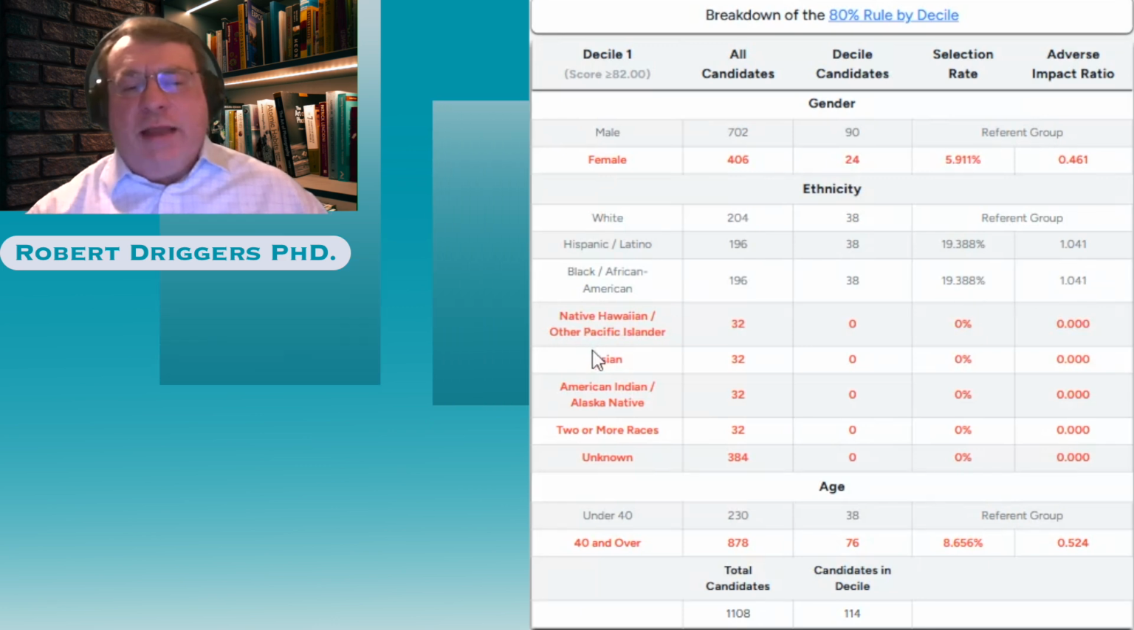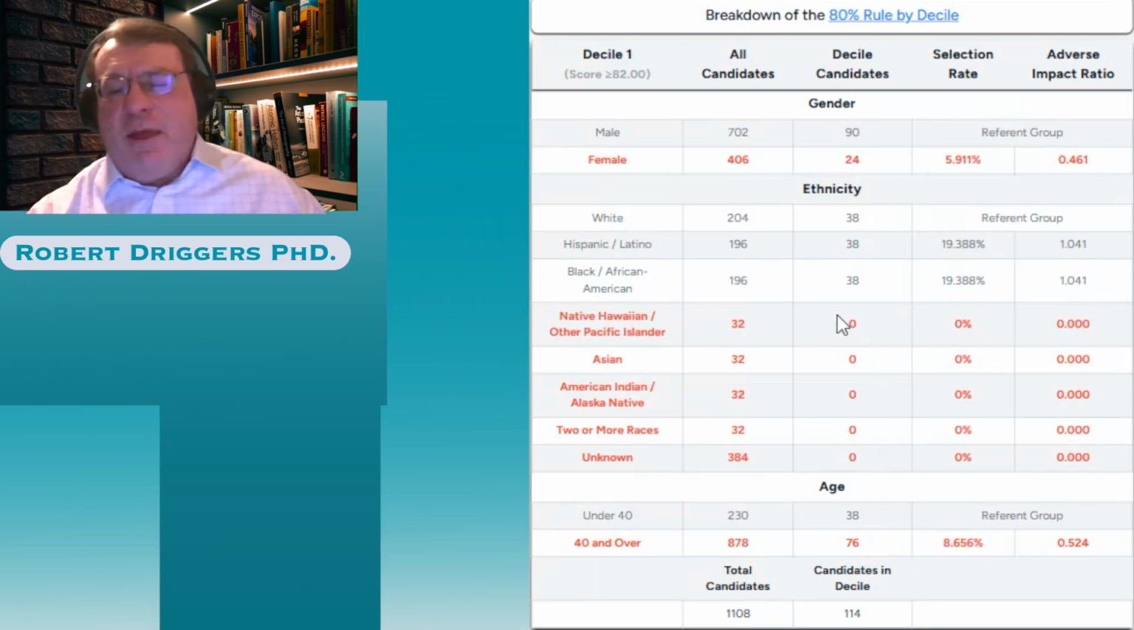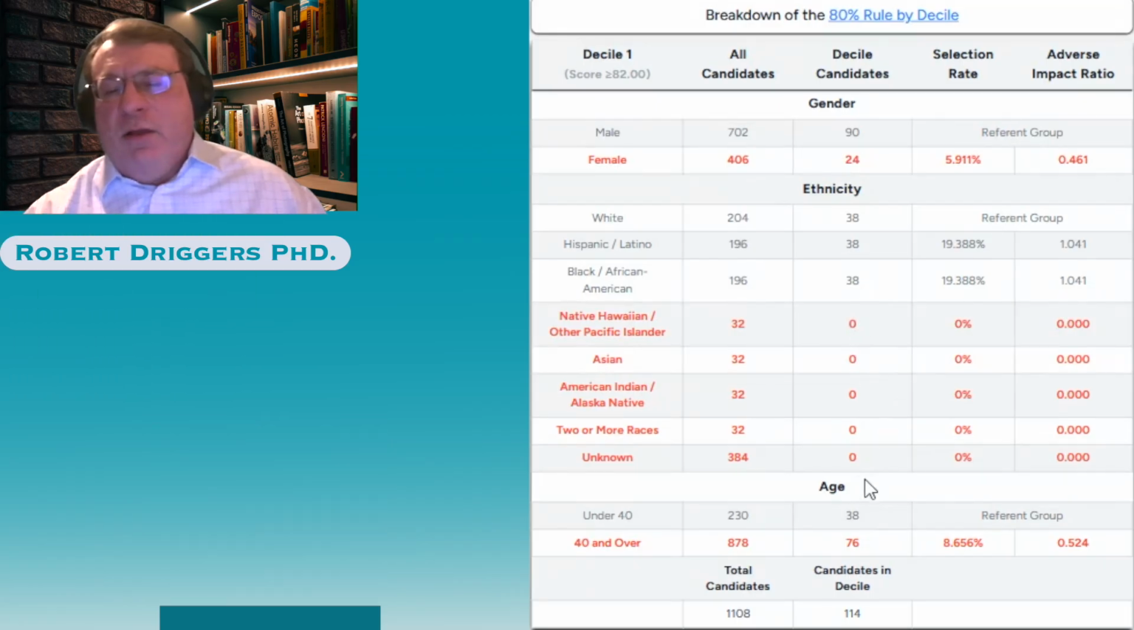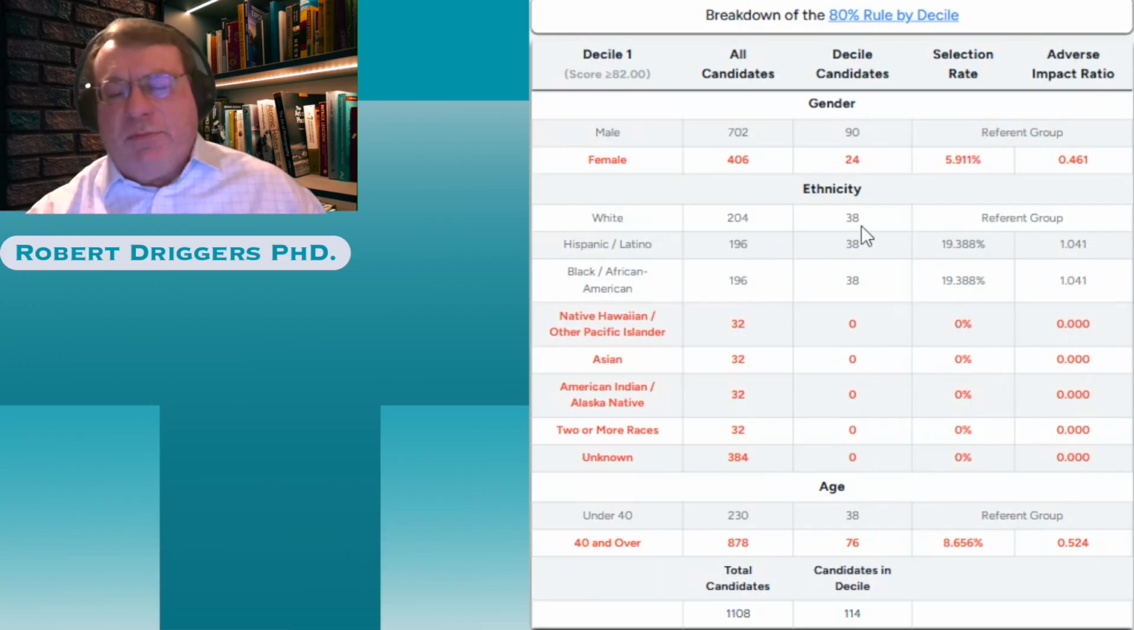As you look down for the other races that are all covered in red, you can see that there were no people hired here. So they have a 0% pass rate. So, of course, it's going to show adverse impact when compared to whites.